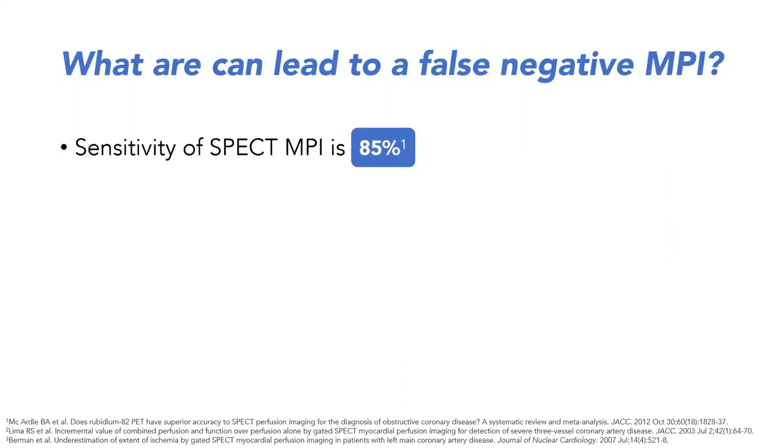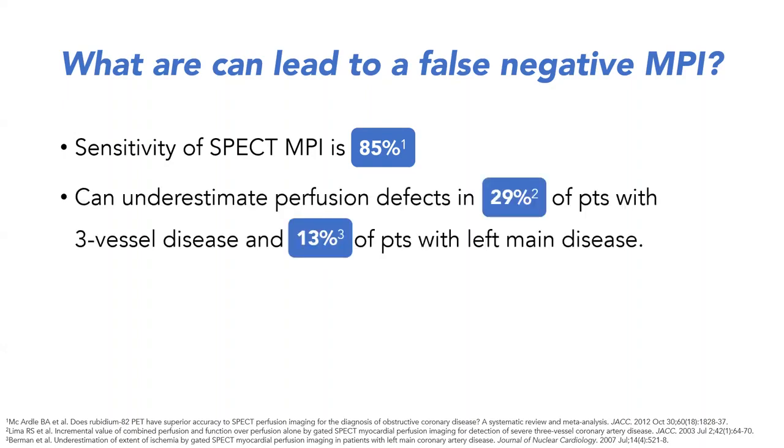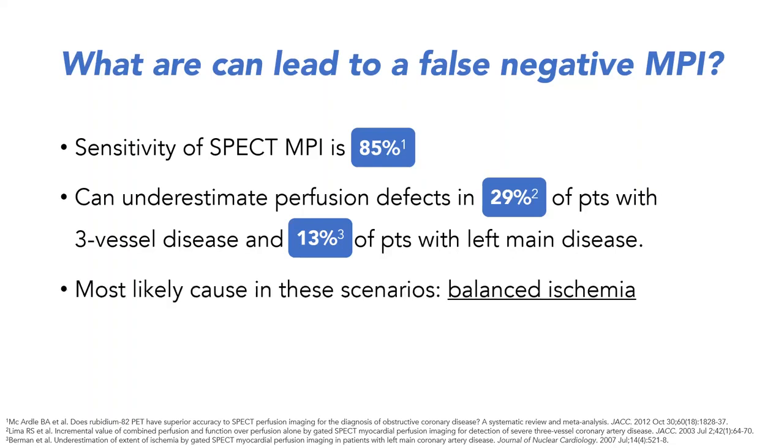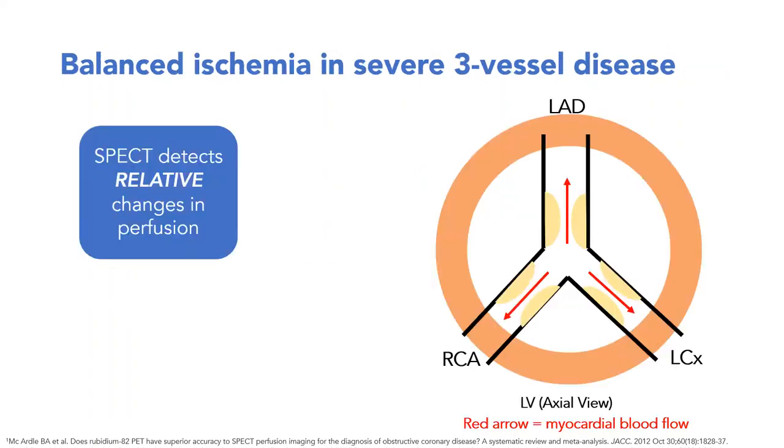Overall, the sensitivity for SPECT MPI is pretty good at around 85%, though one area where it can underperform is in patients with multivessel CAD. There have been studies that show that SPECT can miss perfusion defects in 29% of patients with 3-vessel disease and 13% of patients with left main disease. And these false negative results are most likely due to what's called balanced ischemia. So let's go over what this means.